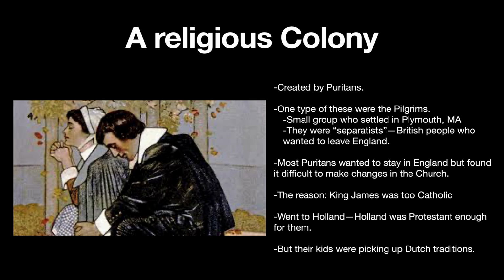Now, Puritans, unlike Pilgrims, wanted to stay English. They just found it was so difficult to make changes to the church. Again, King James, the head of the church, wasn't willing to make those changes because he was too Catholic. He believed in some of the Catholic faiths and Catholic sacraments, beliefs. So the Puritans decided what they would do was leave England. But again, they didn't want to be anything but British.